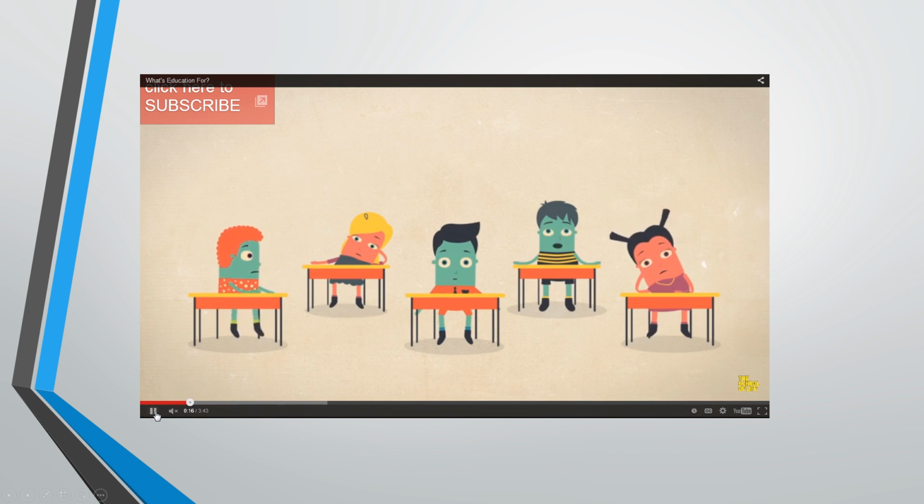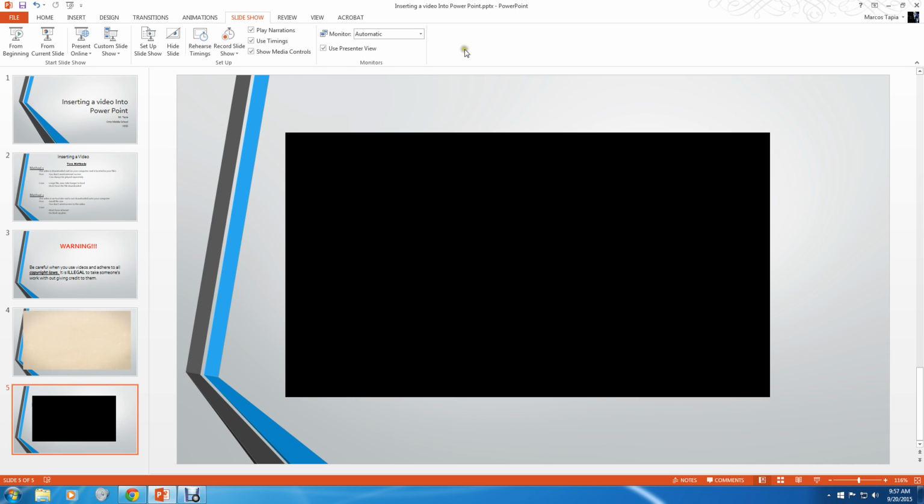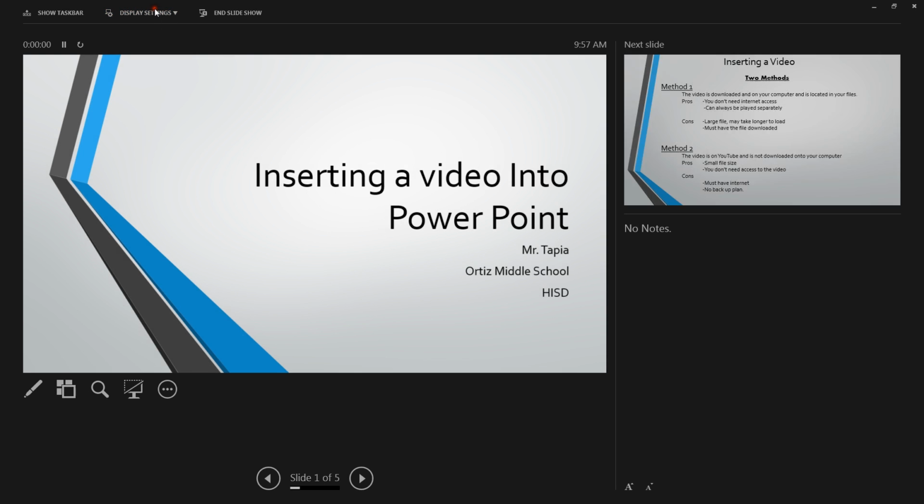Now, as I said before, there are some cons to this, and I will go ahead and give you the con now. I am going to exit the slideshow. I'm going to disconnect my computer from the internet. So I pulled out my Ethernet cable. It's no longer connected to the internet. I'm going to go back to slideshow from the beginning. Switch monitors.